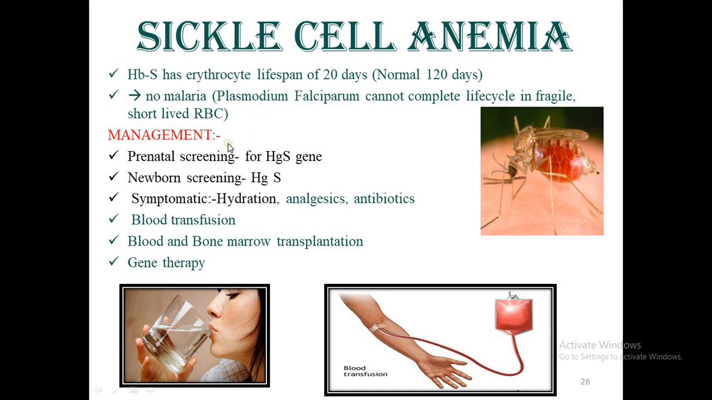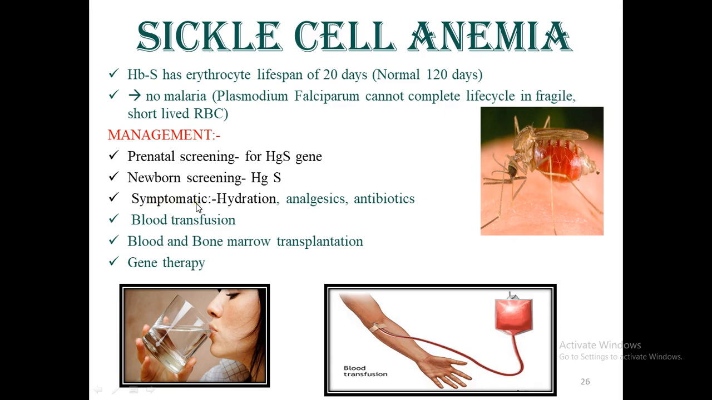How do we manage patients suffering from sickle cell anemia? Prenatal screening can be done for the hemoglobin S gene. Amniotic fluid can be taken from the amniotic cavity, and then the hemoglobin S gene can be analyzed. So this is called prenatal screening. If the new baby has been born, then newborn screening, which is sometimes routinely done in some of the major hospitals. Here hemoglobin S can be detected by hemoglobin electrophoresis.